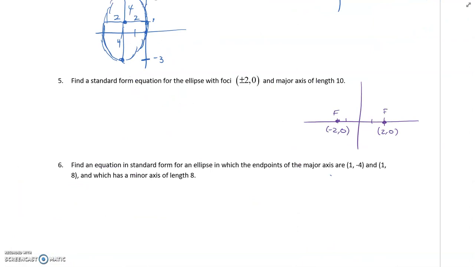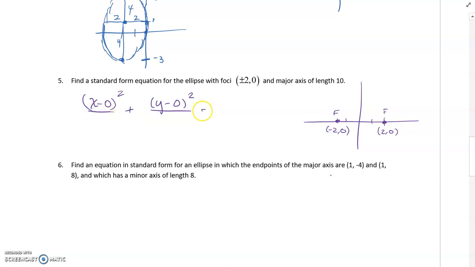Okay, in number 5, they gave us the foci, and one of the things we can get from that is that the center must be the point right smack in the middle. If we average those two, we get 0, 0. So that's our center, which allows us to then start the equation, x minus 0 squared, y minus 0 squared.